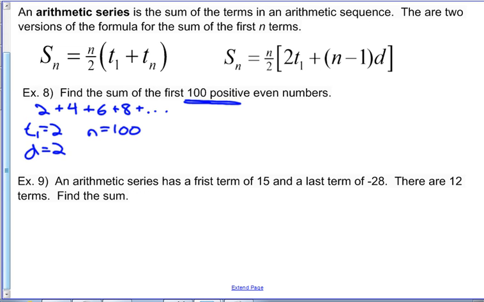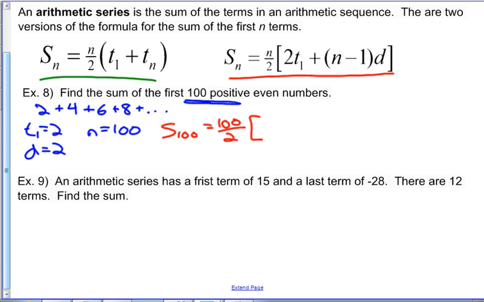If we look at that set of information, it's either this one in green or this one in red that we use. We know T1, n, and D. We better use the one in red, the one that actually has that information. So we're saying S100 is going to be 100 over 2, times 2 times T1, which is 2, plus n minus 1, so that's 100 minus 1, times the common difference, which is 2.